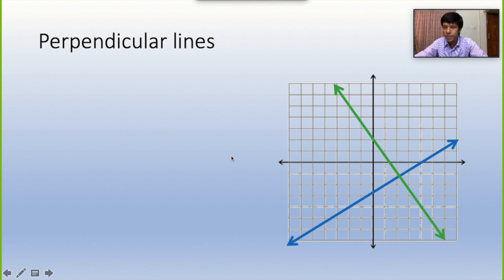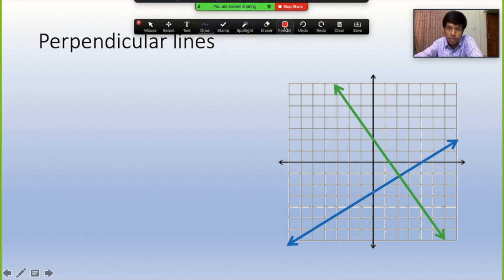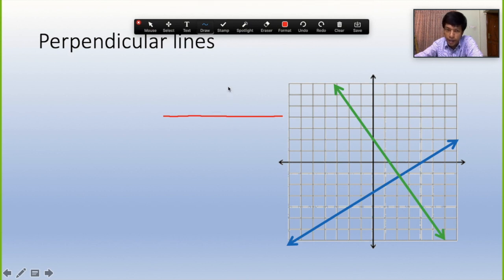Now come to perpendicular lines. What about perpendicular lines? A perpendicular line is something like this. When two lines intersect, let me draw it and talk. Suppose this is a line, and another line can come like this also. They intersect at some point, at this point.